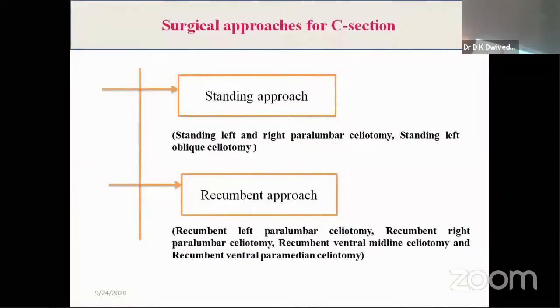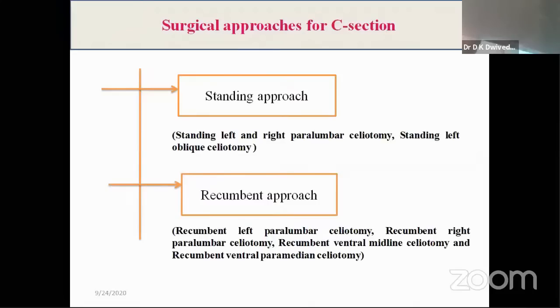Now come to the surgical approaches for C-section. You can broadly classify these surgical approaches into two categories. You may perform this surgery either in the standing approach or following the recumbent approach. And in our country, we mostly follow the recumbent approach because most of the time in India, we perform C-section in dystocia cases as an emergency procedure.